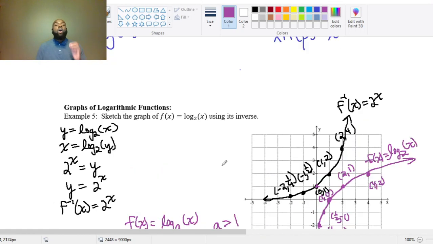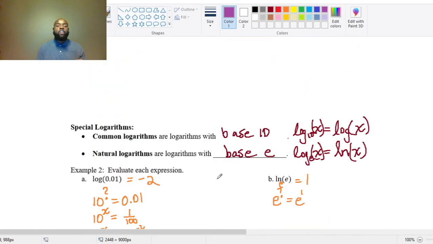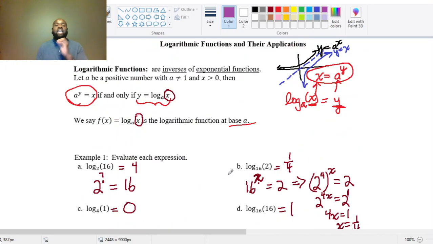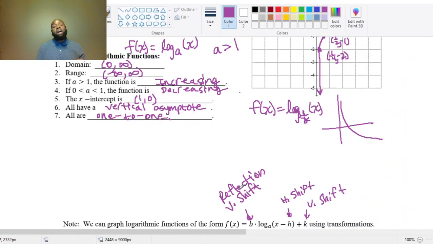All right. Not only that, because this is the inverse of an exponential function, the base, that a, which is the base of our exponential function and the base of our logarithmic function, has to be a positive number. Depending on where our variable is, we need to make sure that that is always a positive number.